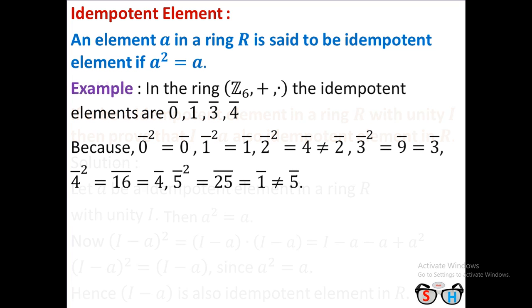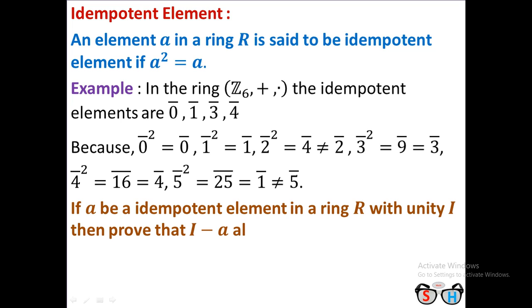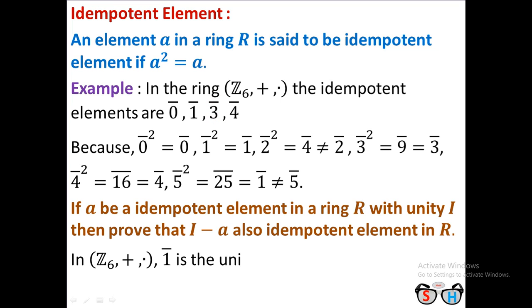Now I verify that problem. For that purpose, we consider the previous problem. You see that in Z6, plus, dot, the idempotent elements are 0 bar, 1 bar, 3 bar and 4 bar only. Now I verify that theorem: if A is an idempotent element with unity I, then I minus A is also an idempotent element in the ring. Here I consider the element 3 bar as A. So you know that in Z6, plus, dot, 1 bar is the unity.